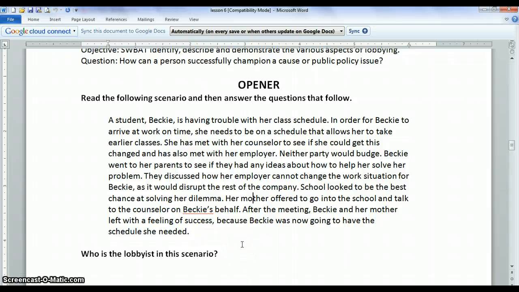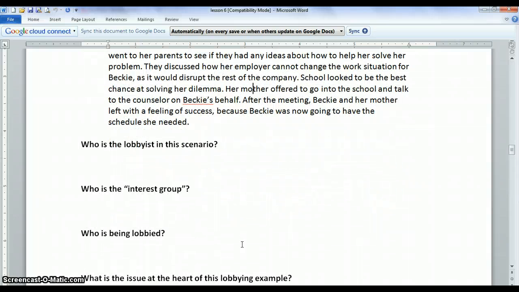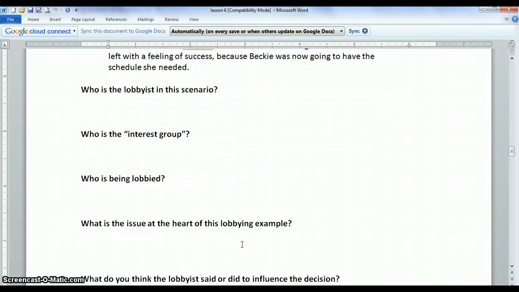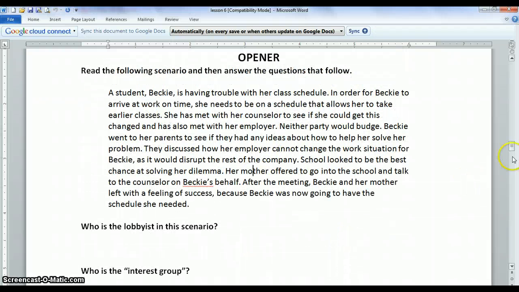So, like I said, this was originally going to be the first activity, and then there would be these questions: who is the lobbyist, who is the interest group, who is being lobbied, and what is the issue at the heart of this lobbying example, and what do you think the lobbyist said or did to influence the decision.